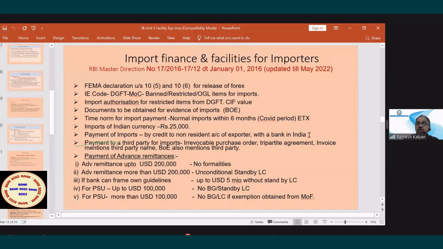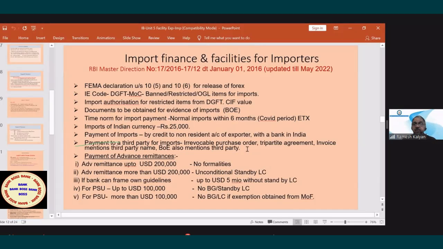That is, through a Vostro account. Through a Vostro account is permitted. And normally the payment to a third party for imports, we should not give. We cannot pay to a third party, only to the concerned party. Whenever we are making an import, only to the buyer or the exporter, we have to make the payment.